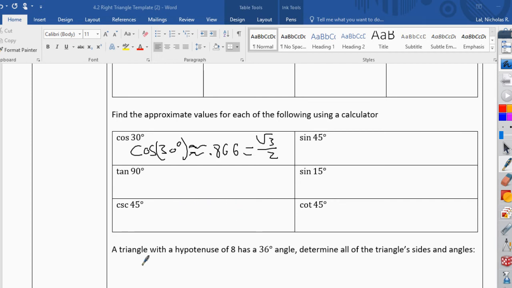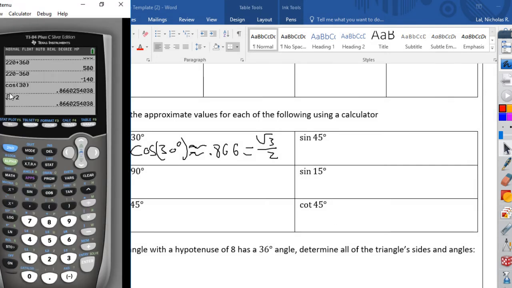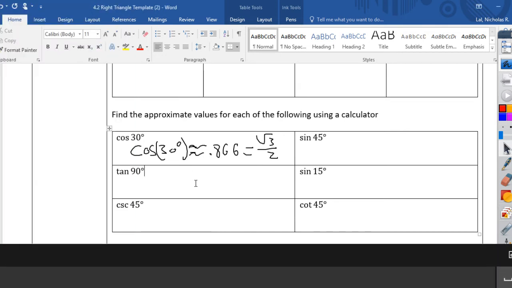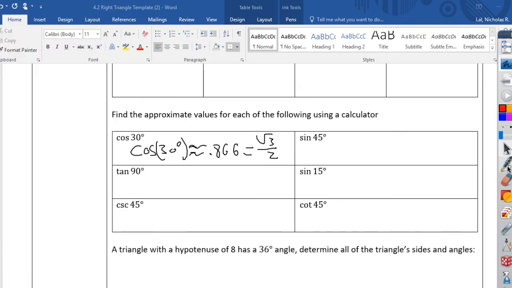Find root 3 divided by 2. Cosine of 30 and root 3 over 2 should be equivalent. The tangent of 90 should be undefined.